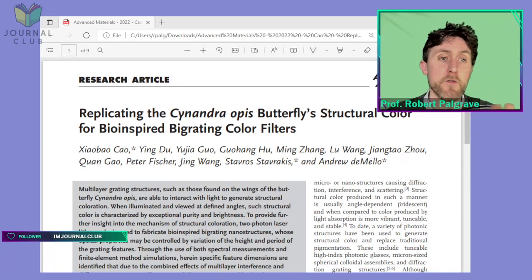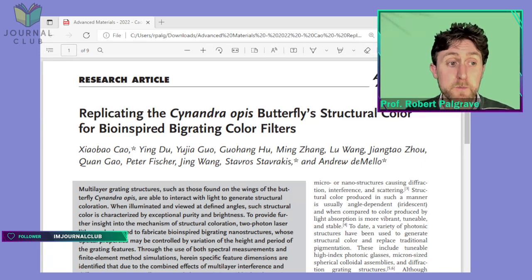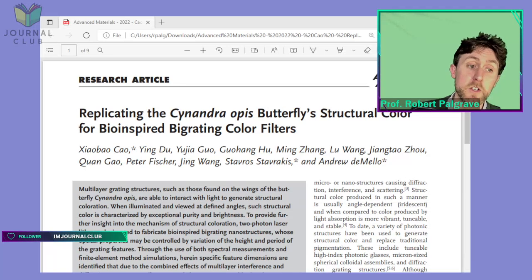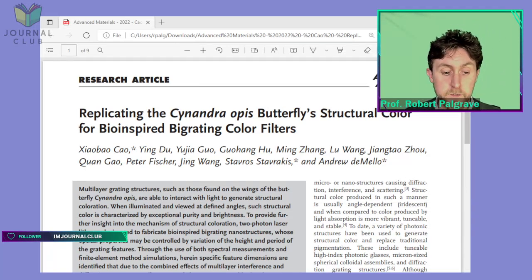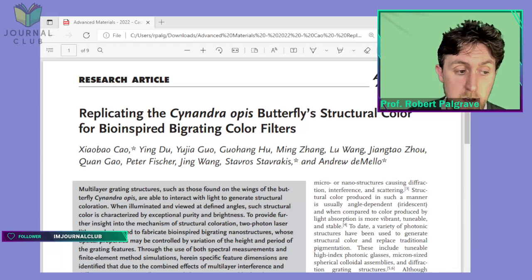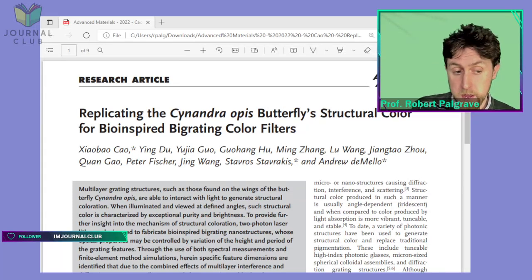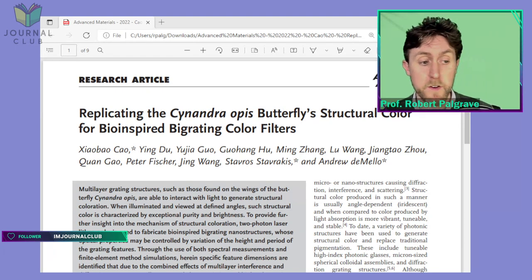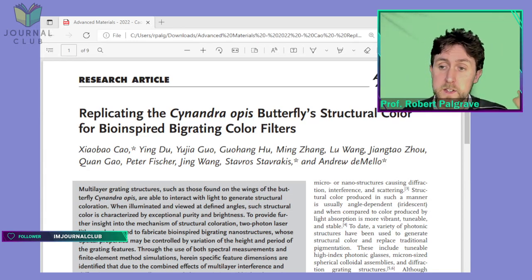So the reason the color looks different from different angles is because of the way the color is produced. Structural color can be produced in a few different ways, but for example, by interference effects. Interference is where light reflecting from one surface interferes with light reflecting from another surface very close to it, causing some of that light to be extinguished through destructive interference. So only light at certain wavelengths is reflected from that surface.